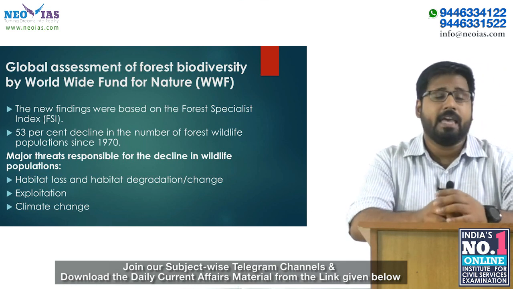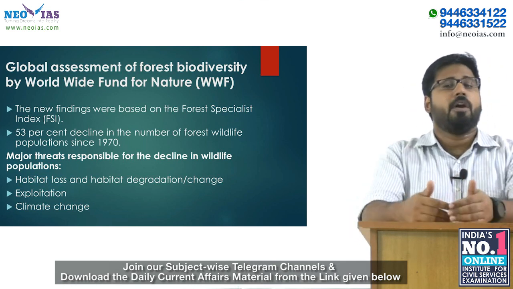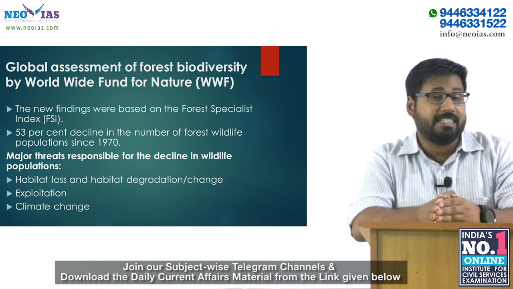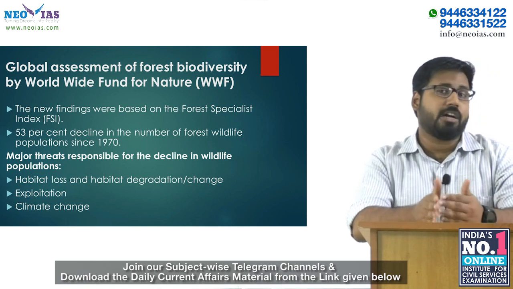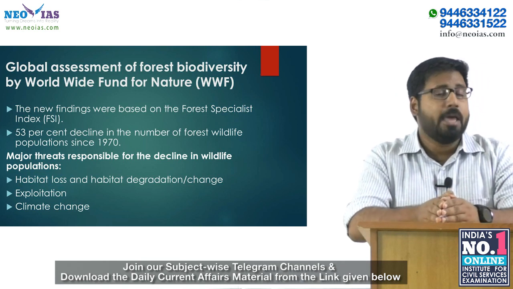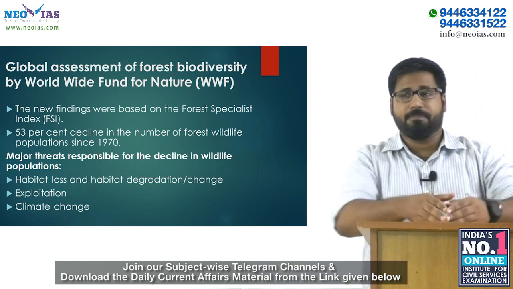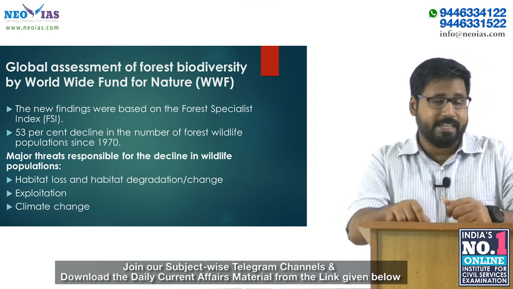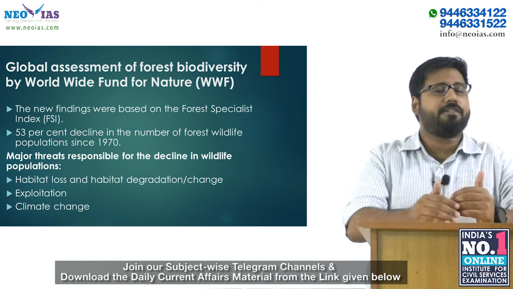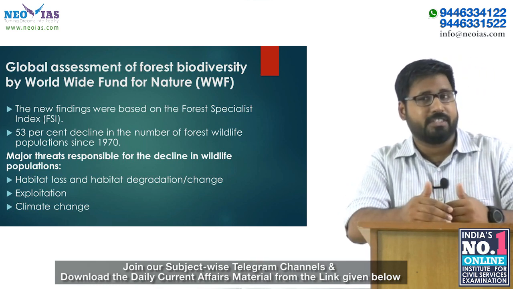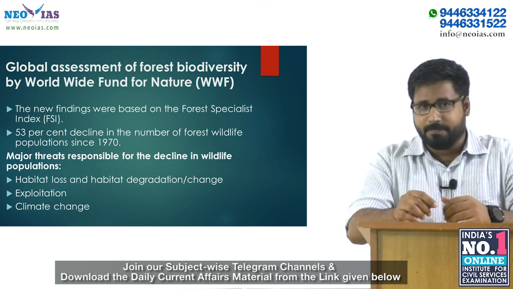WWF. Now this is in news because more than half of the forest wildlife has declined since the 1970, and this is according to the first ever global assessment of forest biodiversity by the Worldwide Fund for Nature. Now the new findings were based on the Forest Specialist Index. Okay, now there has been a 53% decline in the number of forest wildlife populations since the 1970.